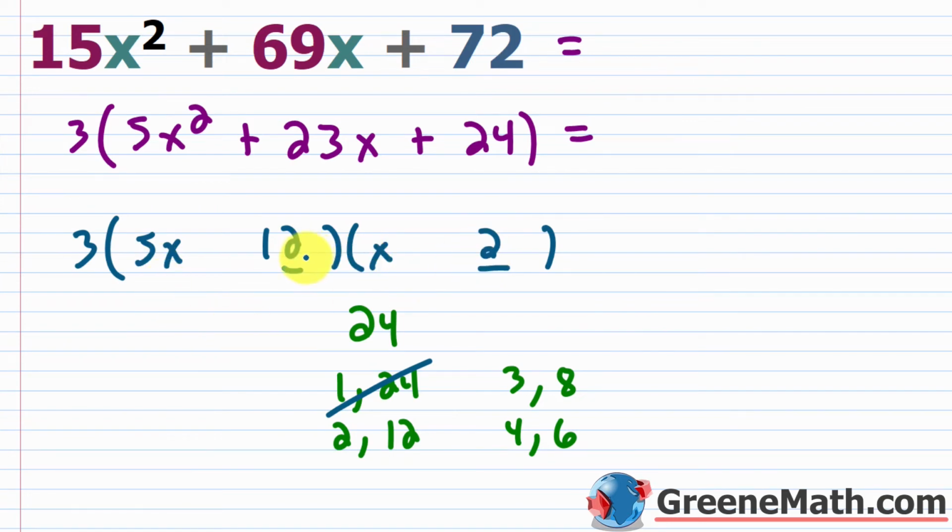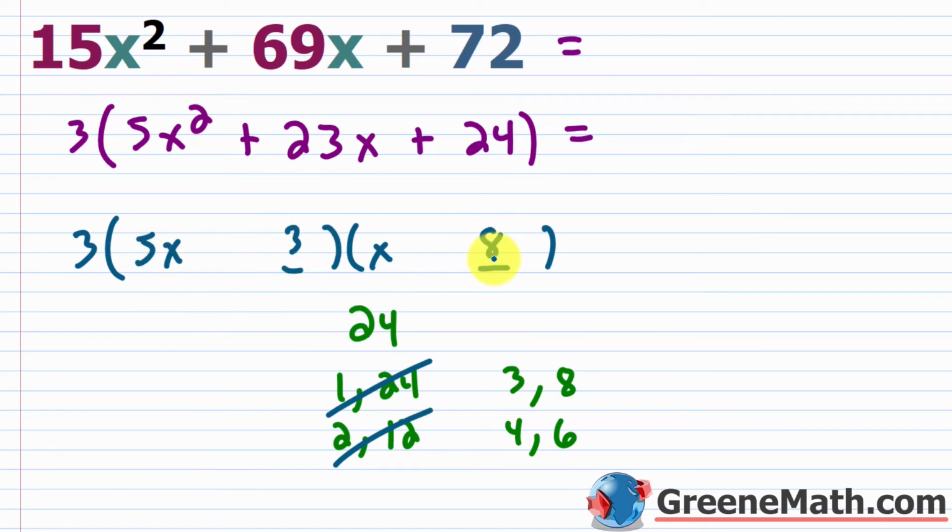Because if this is 10 and this is 12, 10 plus 12 is 22, and I need 23. If I flip that around and put a 12 here and a 2 here, that's too big, right? 5 times 12 is obviously 60, it's just too big, so get rid of this. So then you have 3 and you have 8. So I put a 3 here and an 8 here.